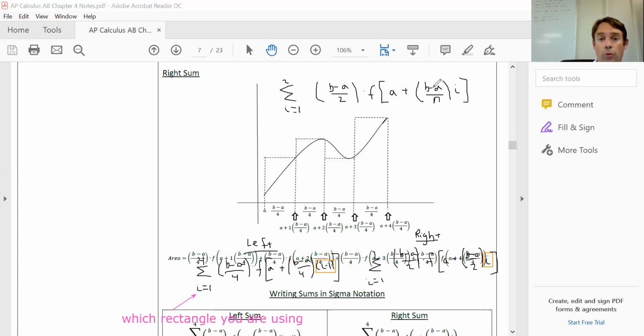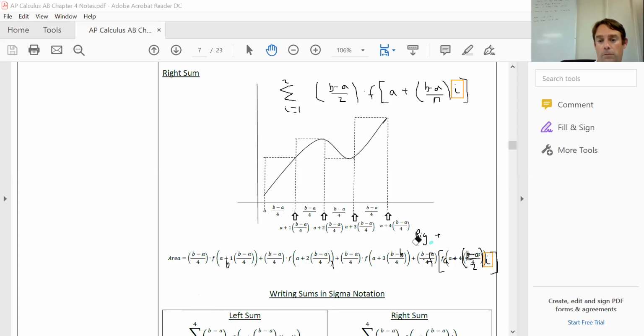And we had an orange rectangle around the index to let us know how many rectangles we went over. All right, so how does this work then for the right sum? So let's draw our rectangles so we can see them a little bit better. Okay, so this time we're using the right endpoint, not the left endpoint. So there's our first one.